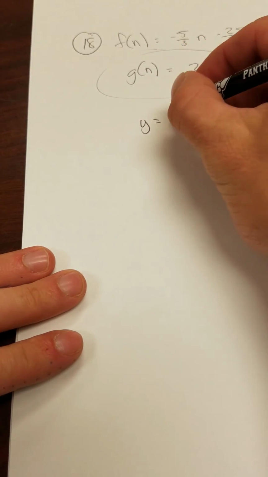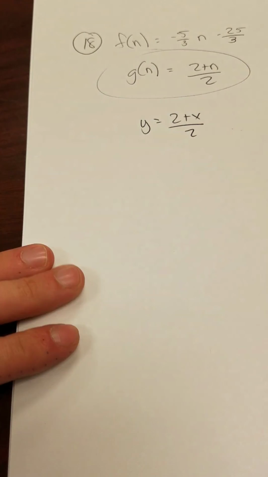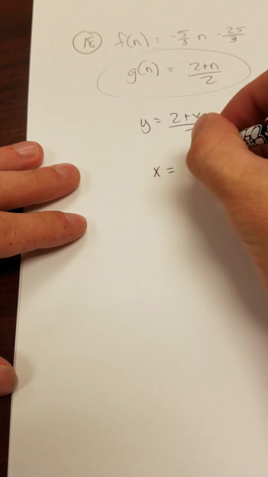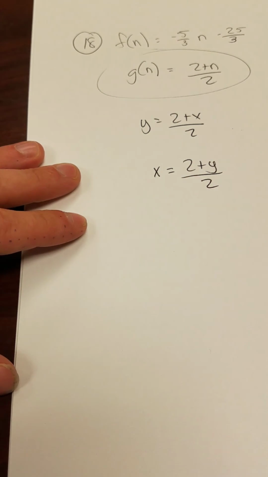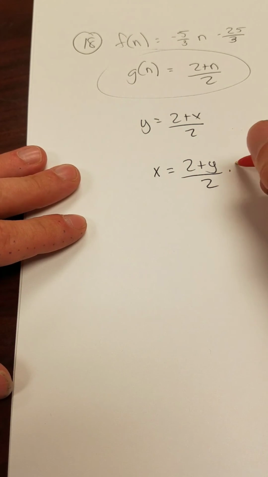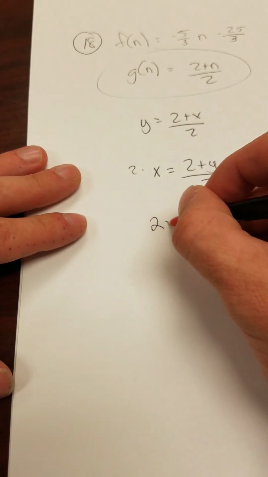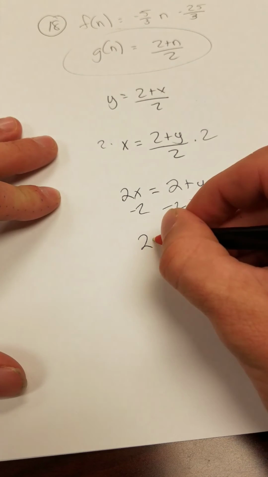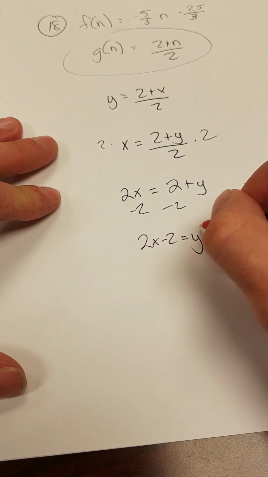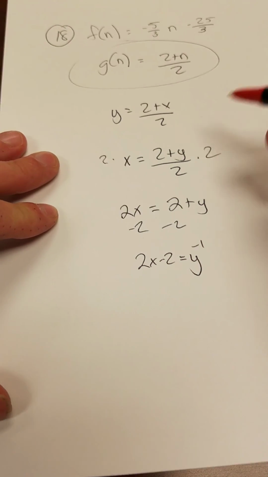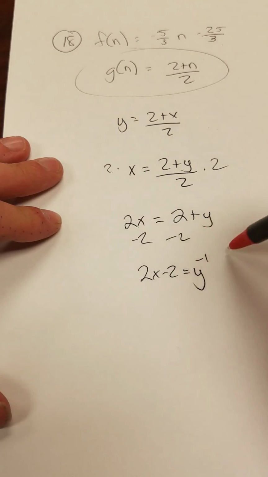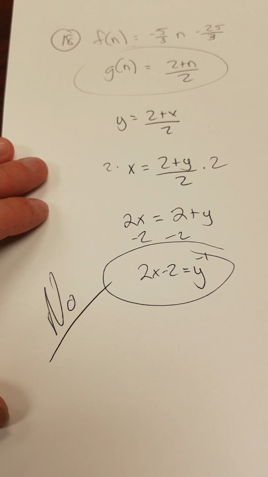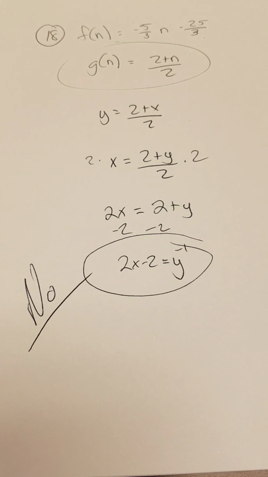So y equals 2 plus x divided by 2. Like I said, I like working with x and y, not n's and g's. Swap x and y. So to get rid of what's on bottom, I multiply both sides by what's on bottom. So now I have 2x equals 2 plus y. Subtract 2. 2x minus 2 equals y. That's the inverse. That does not equal that. They're not the same. Therefore, the answer is no. They're not inverses of each other. Okay? I will pick up at number 19 on the next video.